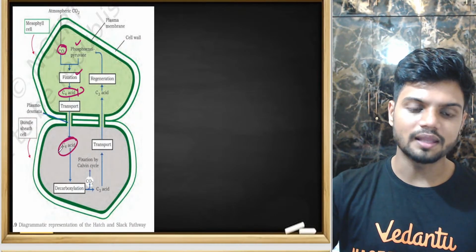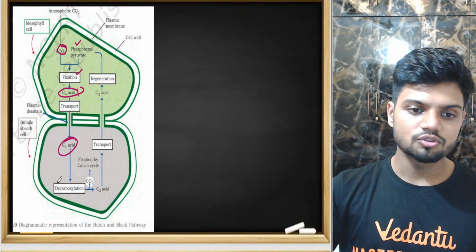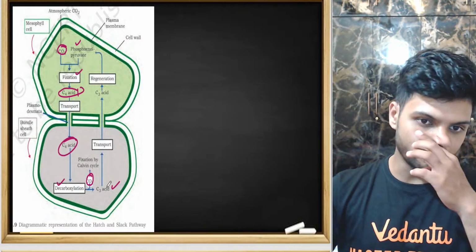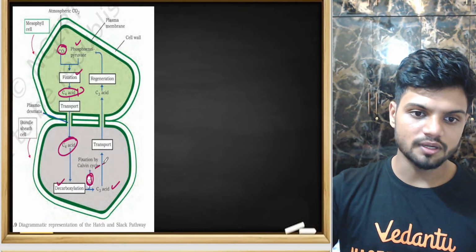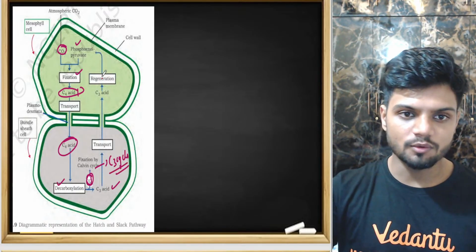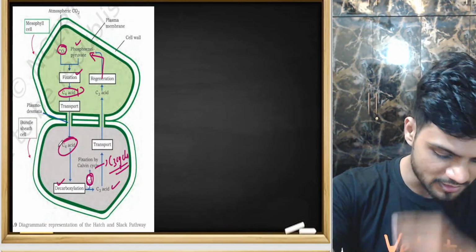Transported here. Malic acid undergoes decarboxylation. So one CO2 is removed and we get a 3 carbon, that is pyruvic acid. Pyruvic acid is again transported up on top. But this CO2 enters the C3 cycle here. This undergoes regeneration to make again phosphoenol pyruvate. That's all.